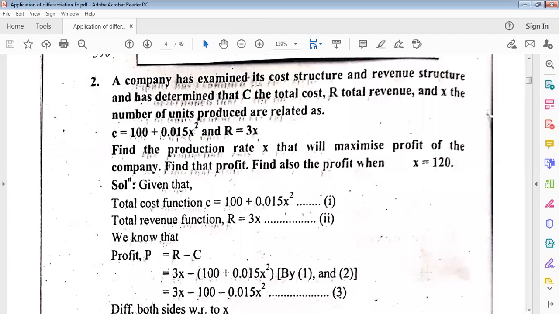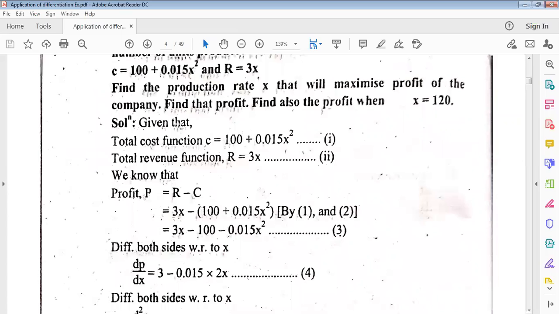A company has examined its cost structure and revenue structure, and has determined that C is the total cost and R is the total revenue. X is the number of units produced as related here. That means cost is given by this and our revenue is this. Now find the production rate X that maximizes the profit of the company, find that profit, and also find the profit when X equals this. This is already done in the first lecture, in the first part. Given that total cost will be this and total revenue will be this.